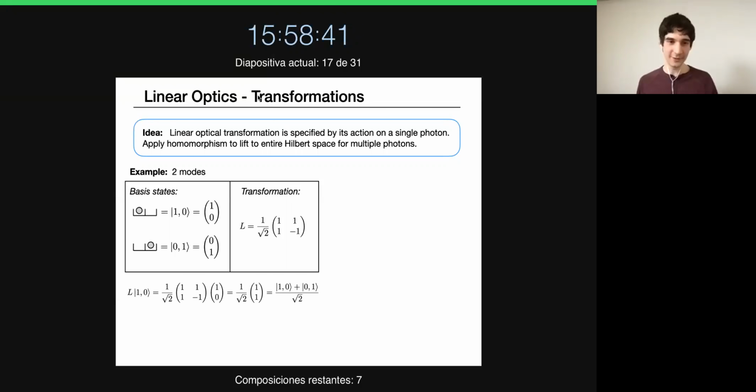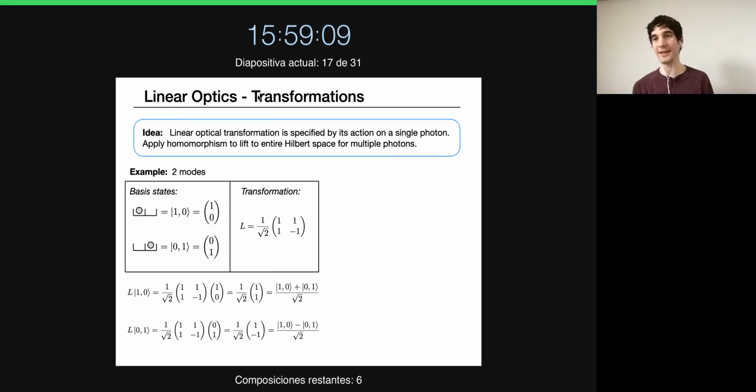So if we were to apply this transformation L to the state that had 1 photon in the first mode and 0 photons in the second mode, then you just do the standard thing you do in quantum computing. You take your matrix, you multiply it by the state vector, and you write it back out in ket notation. So now we have a uniform superposition that has one state that has 1 photon in the first mode and another state that has 1 photon in the second mode. All right, and a similar thing would happen if you were to apply this transformation to the state that had 1 photon in the second mode, except now you pick up this minus phase.